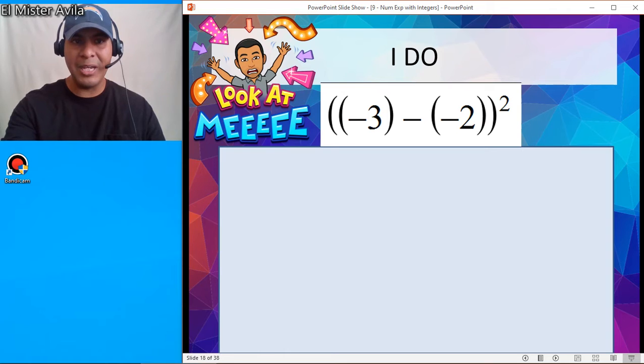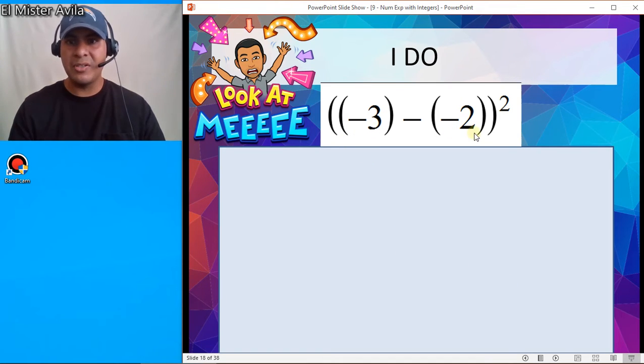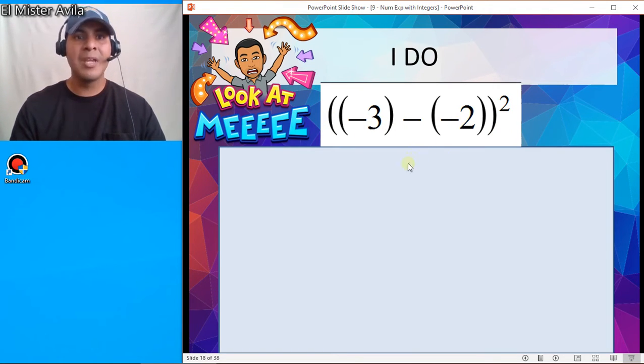Okay, I do. This says -3 minus -2 to the power of 2. So we have this, interesting because we have a lot of parentheses. We have parentheses around this -3, parentheses around this -2, and then we have a parenthesis that encloses the subtraction here of -3 minus -2.